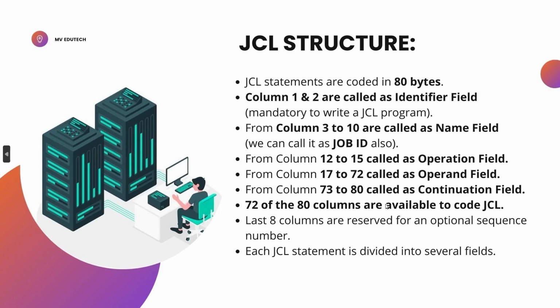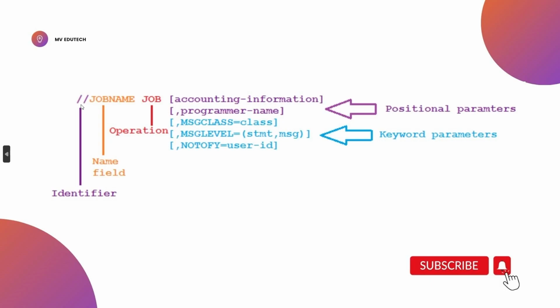We'll see how the structure looks. Right now you can see those two are called identifiers. The name field is the job name, and in the operation field there is JOB. Then come positional parameters and keyword parameters. In the operand field, we write positional parameters first, and only after them the keyword parameters.